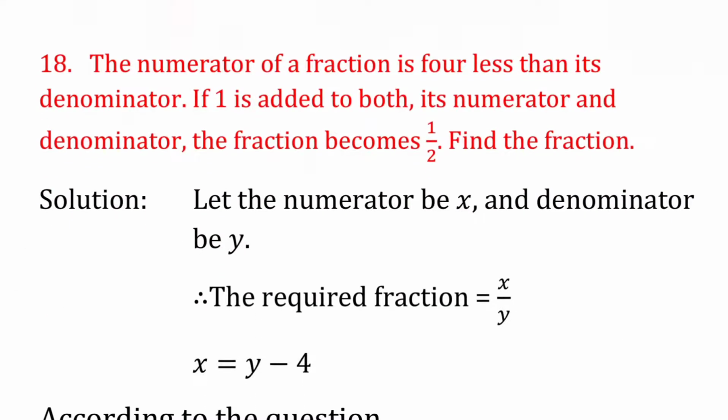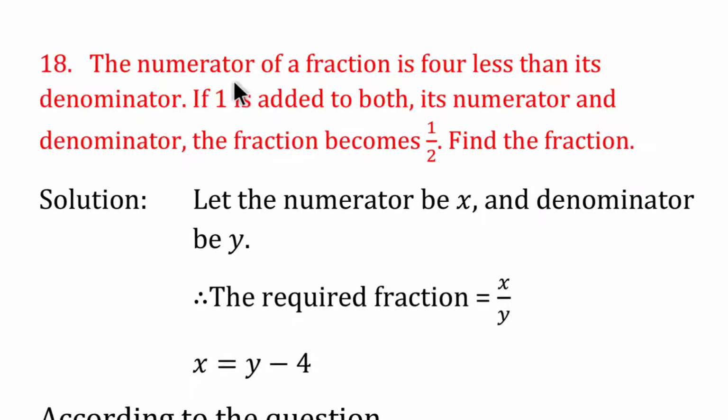Next is question number 18. The numerator of a fraction is 4 less than its denominator. If 1 is added to both its numerator and denominator, the fraction becomes 1 by 2. Find the fraction. So here we have to find the fraction. So let's assume the numerator to be x and the denominator to be y. Therefore, the required fraction will be x by y.